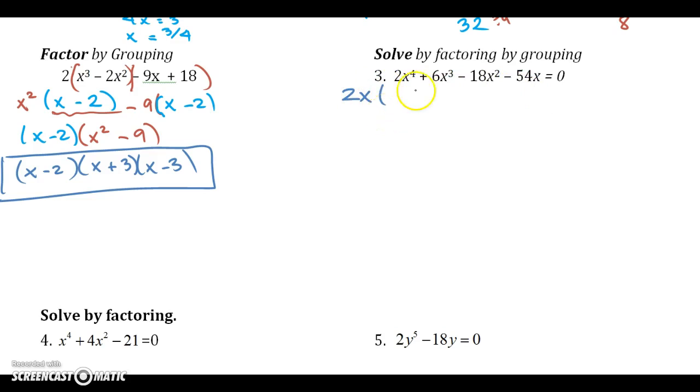Now what's left over? Well, 2 goes in here, so that would be an x cubed left over, plus 3x squared, because 2 times 3 is 6. x times x squared is x cubed.